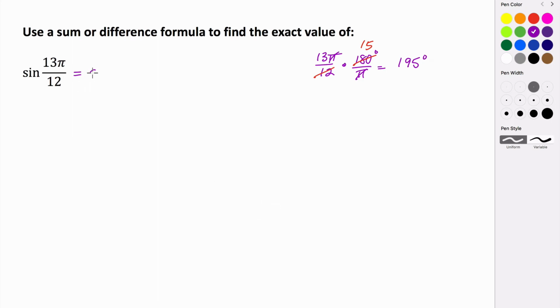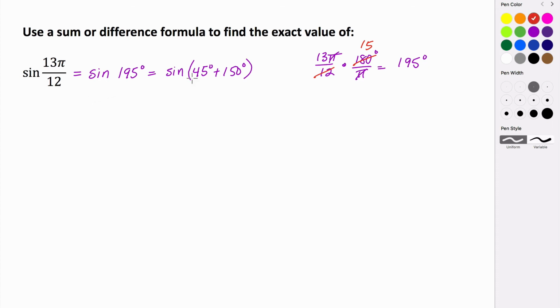So this is just the sine of 195 degrees. Now we want to express 195 as the sum of two angles that we know on the unit circle. We have lots of options. We could also use a difference if we wanted to. I'm going to just use 45 and 150. So we can say that the sine of 195 degrees is equal to the sine of 45 degrees plus 150 degrees. And now, from here, we apply the sum or difference formula.